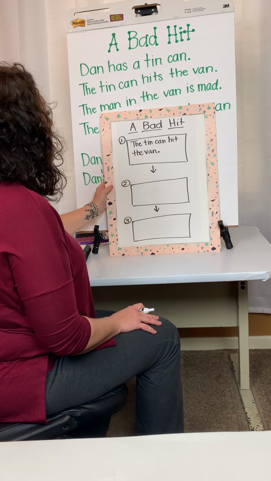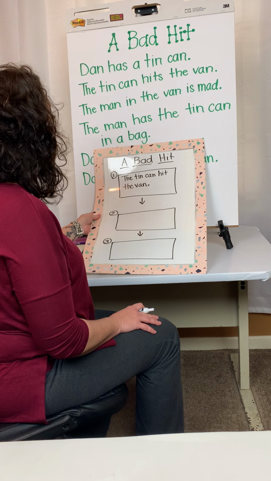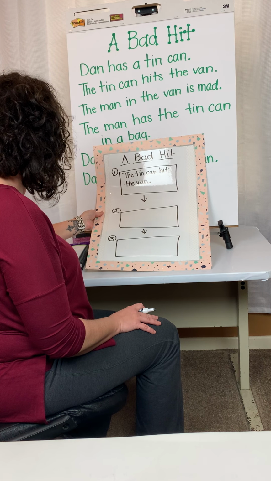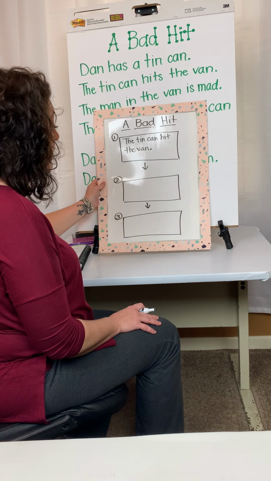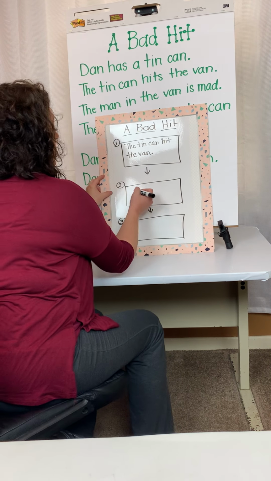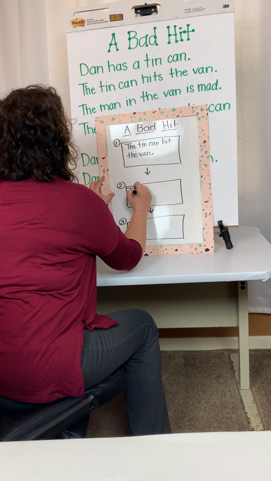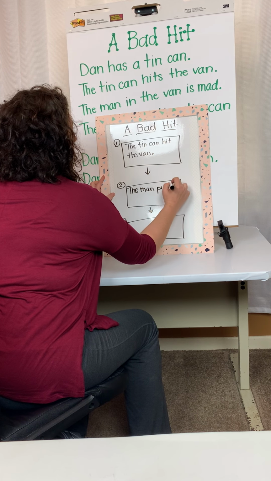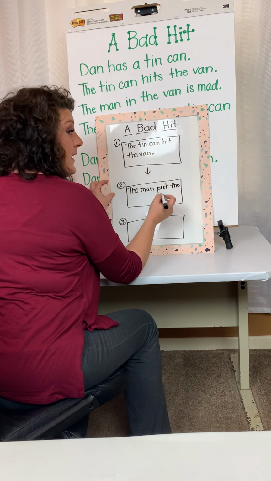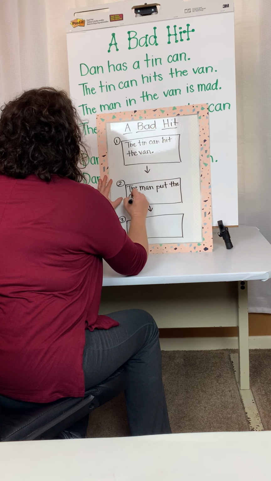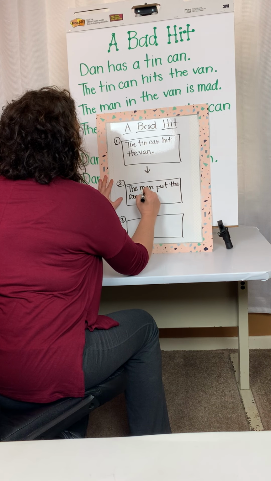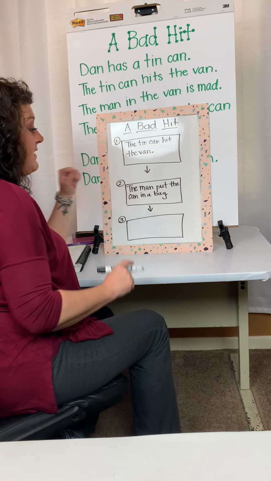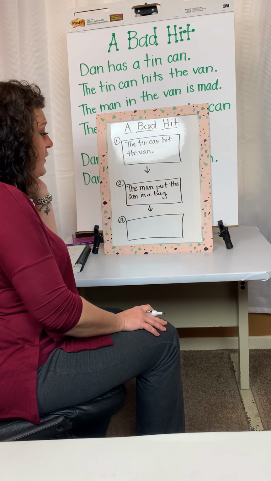All right, when the tin can hit the van, the man got mad, and what did he do then? The man put the can in a bag, right? So let's write that down. The man put, it's a little tricky on this poster, put the can in a bag. And we need a period because we're doing this in sentence form, right? Pause if you need to.